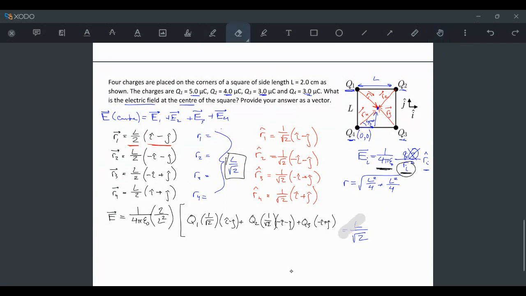and let me make some space. Q4 I hat plus j hat, and I think I forgot my 1 over root 2. Actually, if I was being really clever, I would have realized that there's a 1 over root 2 in all these terms as well, and they can be factored out. So let's factor these out as we go to the next line. So this equals 1 over 4 pi epsilon naught. We factor out all those root 2's. We're left with root 2 over L squared.